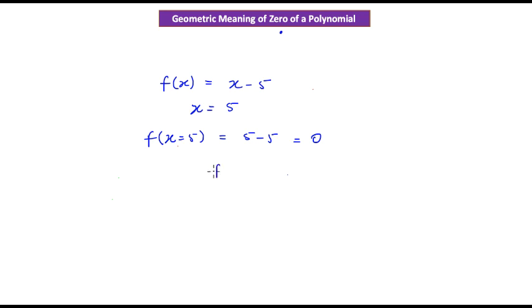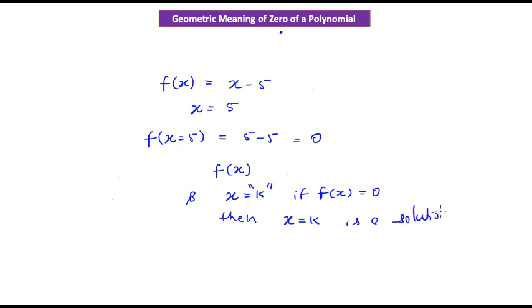And mathematically, what it means is that if you define any function of x where x is a variable, and for a specific value of x, let that be the value k, if f of x is equal to 0, then we say that x equal to k is a solution, or it is called a zero of a polynomial. Okay, so zero of a polynomial is the solution of that polynomial for which the function or the equation becomes equal to 0. It is as simple as that.